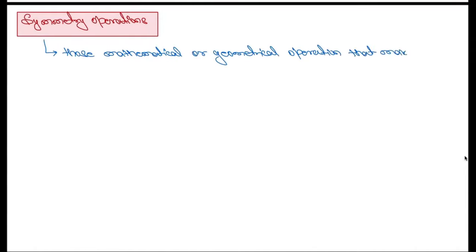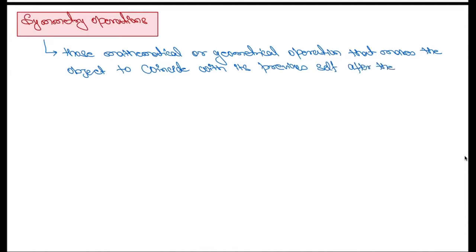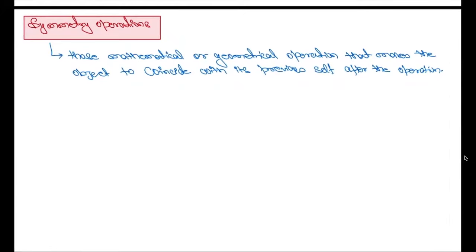So first, what are symmetry operations? What is symmetry? Symmetry operations are basically those mathematical or geometrical operations that make the object coincide with its previous self after the operation. That is self coincidence, right? Self coincidence, you can say.